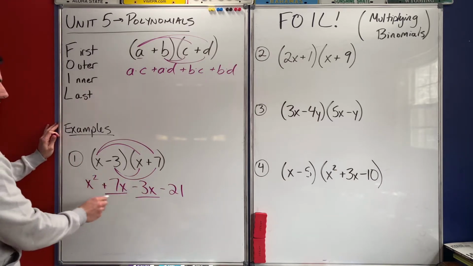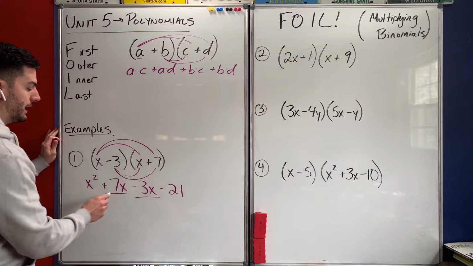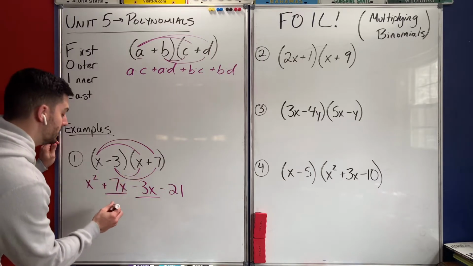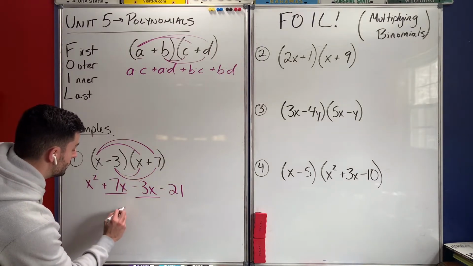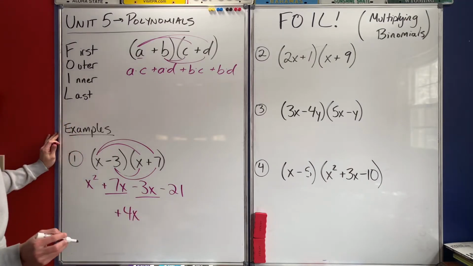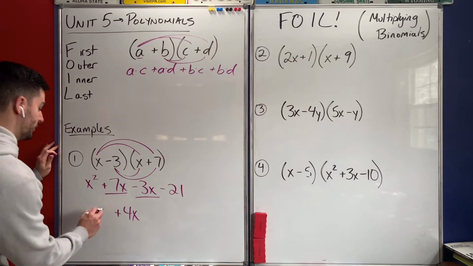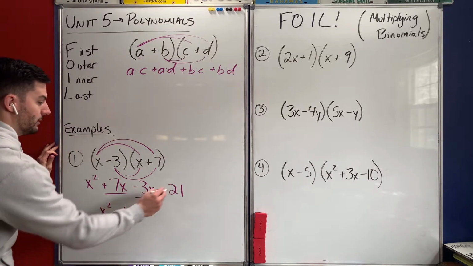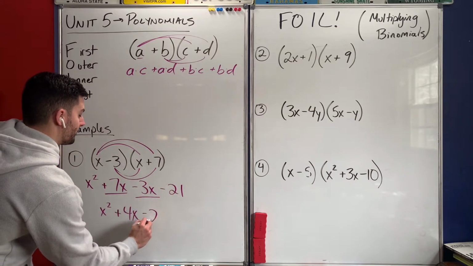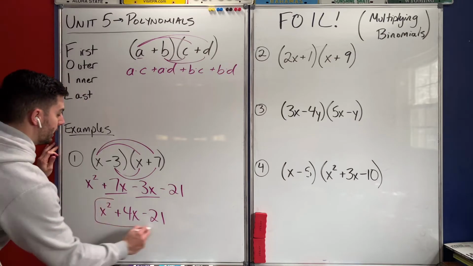So when I combine positive 7x minus 3x, I would think 7 minus 3 is positive 4x, right? Combining those two like terms. And then the two terms on the outside don't have any like terms, so those would just come down and stay the same, and negative 21. So this would be kind of my answer.